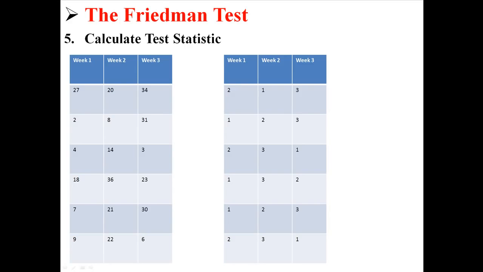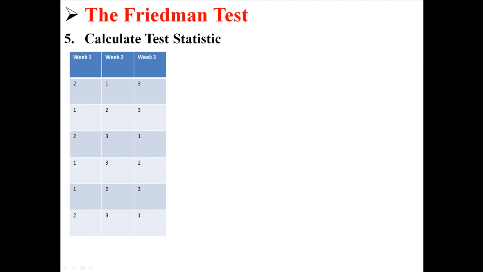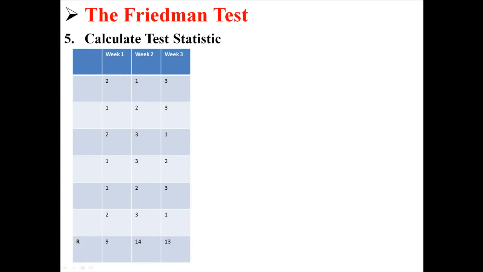And we're going to do that for all 6 subjects. And now we can throw away the original data and just use these new ranks that we've calculated. Now we need to find the rank for each of the columns. So the total rank for week 1 is 9, the total rank for week 2 is 14, and the total rank for week 3 is 13.